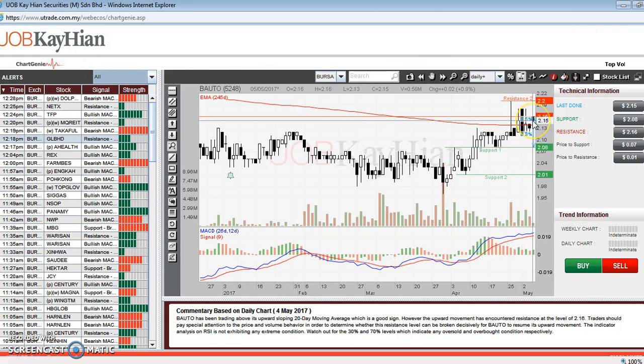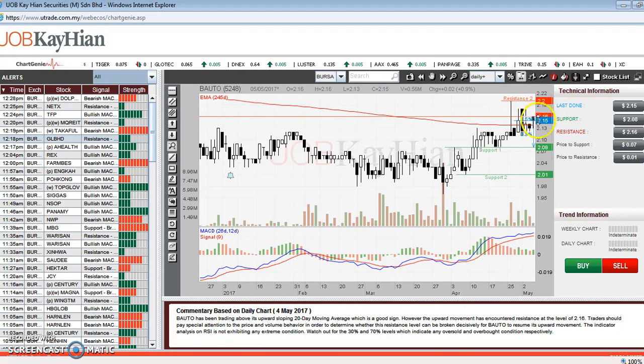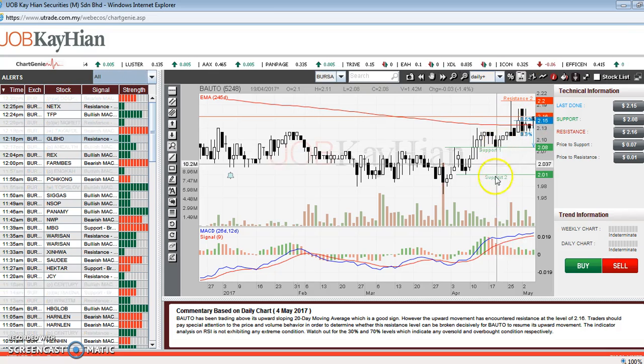Until here it is 215. We still consider it as heading to break, it will try to break the resistance. BJ Auto has already hit target price one and is on the way to hit target price 227. That means we still have another 12 cents to go, as today's close is 215.